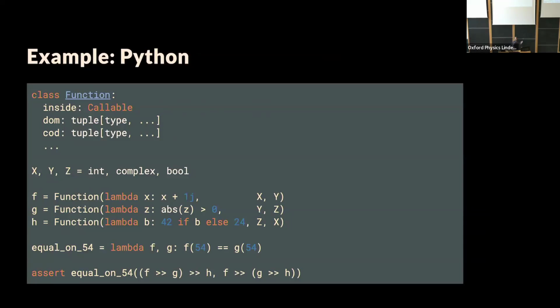Obviously, functions in Python are not really a category because they could have side effects, they could have other... I mean, you can't check equality, right? So in general, if you restrict yourself to pure functions, then you can get just this observational equivalence on some contexts.